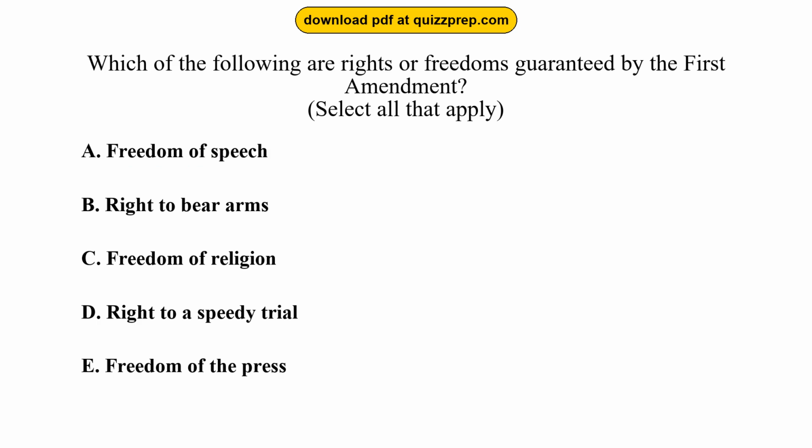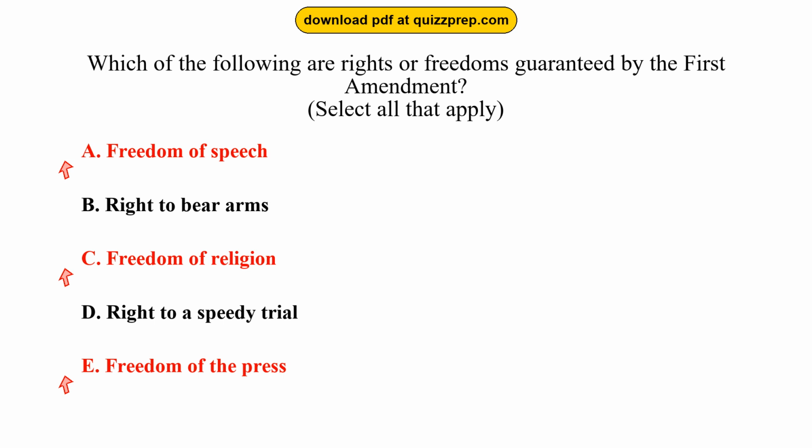Question 20. Which of the following are rights or freedoms guaranteed by the First Amendment? Option A, freedom of speech. Option B, right to bear arms. Option C, freedom of religion. Option D, right to a speedy trial. Option E, freedom of the press. The correct answers are options A and C and E.